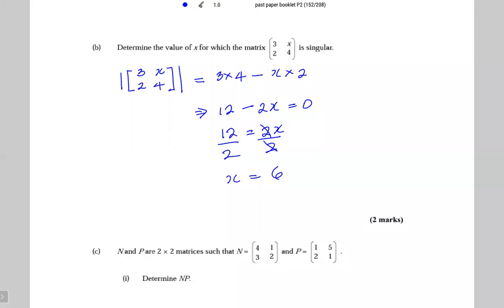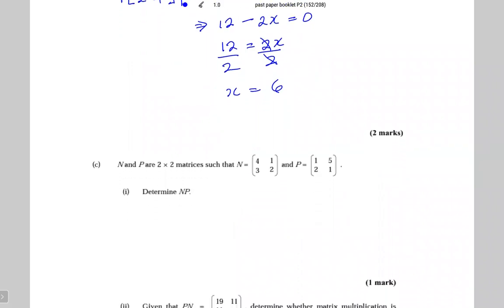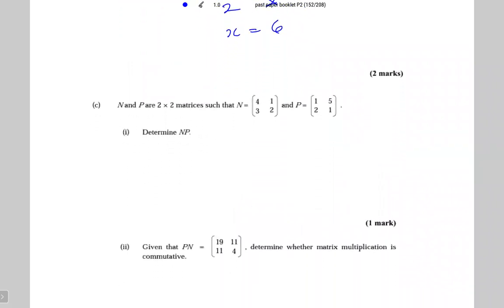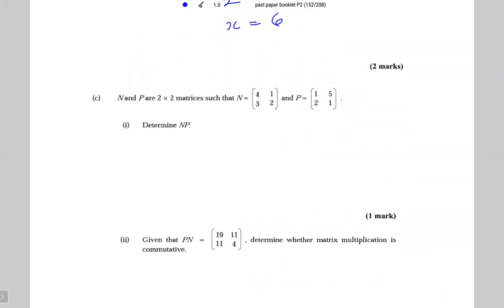All right, so Part C says N and P are two by two matrices such that N is (4, 1; 3, 2), P is (1, 5; 2, 1). We're to determine NP. So NP means that we must multiply N and P together.